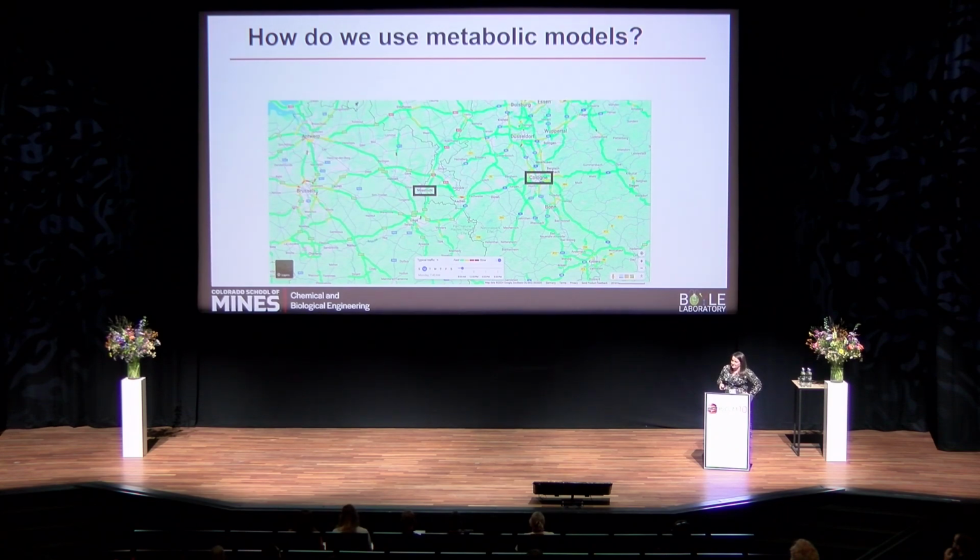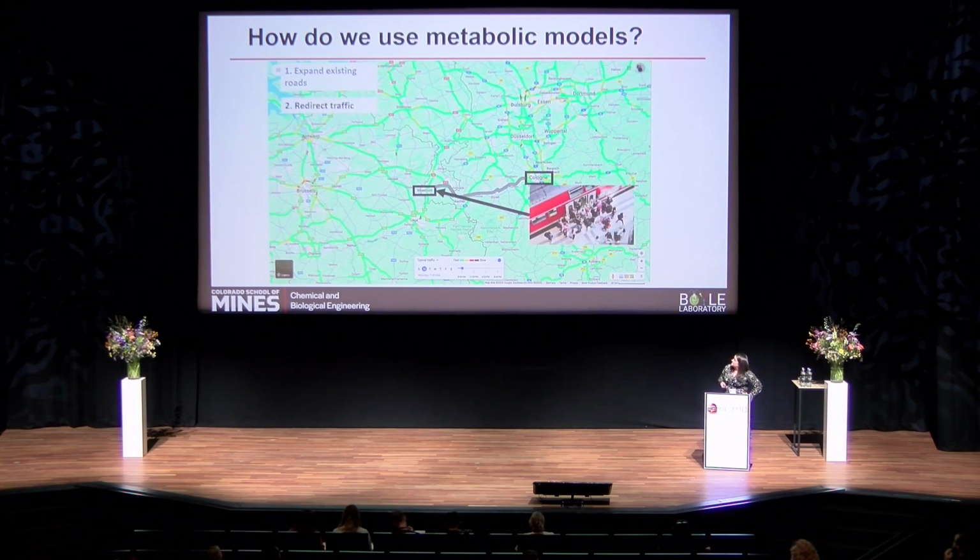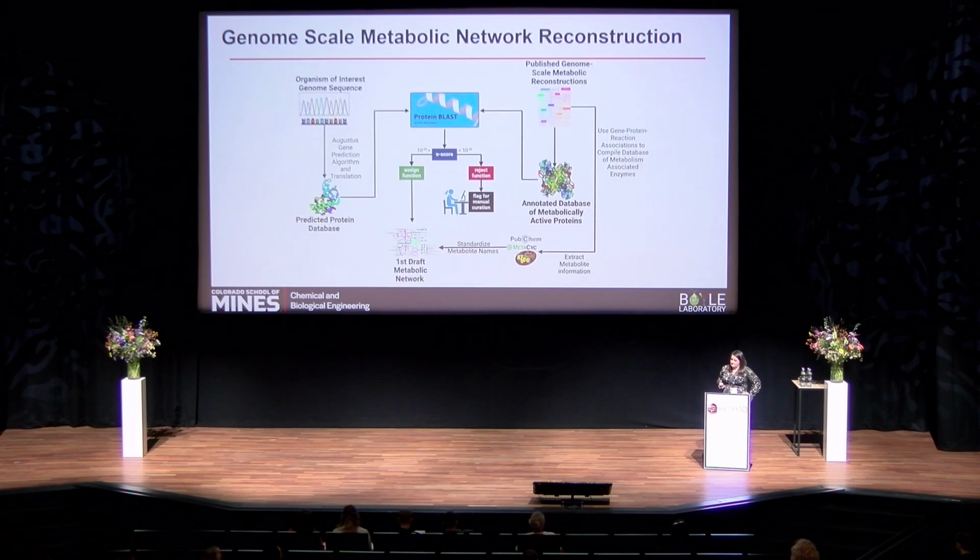So what can you do to get around it? You could expand existing roads. If we're engineering the cell, that would be overexpressing enzymes in that specific pathway. You can redirect traffic, so you could tell everyone to get on the train instead, right? In metabolic engineering, that would be finding an alternate pathway to overexpress the enzymes in. And then finally, you could build a new road. So you could find a pathway in a different organism and put that in. So that's how we use the metabolic maps.